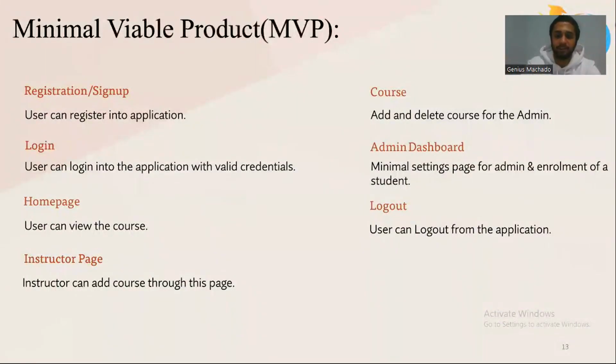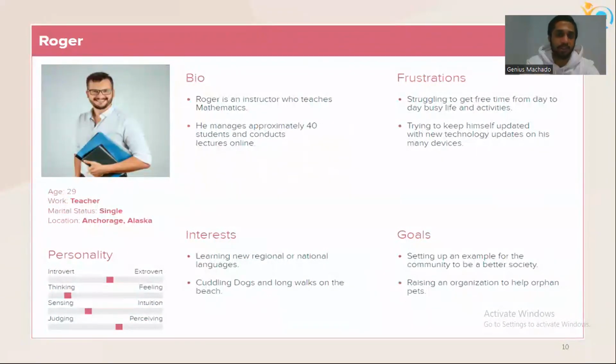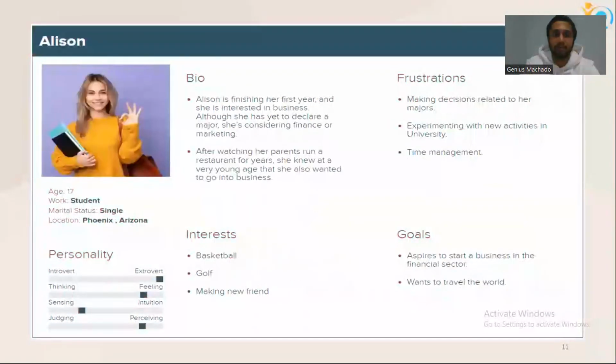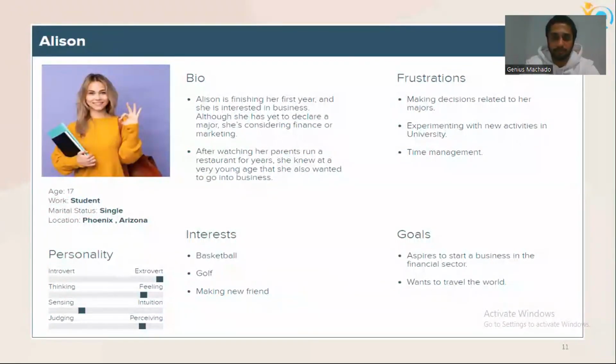So let me walk you through all four of these once again, to summarize. We had the first one, Mira, who was the administrator, the principal. Second one, Roger, who's a teacher slash instructor working under Mira, like several other instructors. And then we have students like Allison and Tom, who are pursuing their education, have to meet their deadlines and submit their assignments, dues, deliverables, etc., and also have to perform, and who aim to get into a good university, their dream university, after completion of their existing course.